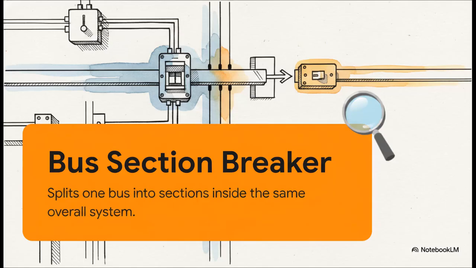Now, the absolutely crucial point here is understanding the difference at the switching level. A section breaker divides a single continuous system, right? While a coupler links entirely distinct, independent bus systems together. It's a subtle distinction, but it dictates exactly how power gets routed during an emergency.